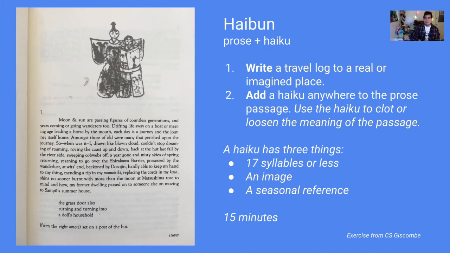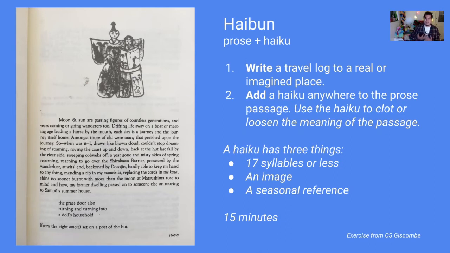Well, you need a haiku and a prose passage. The prose passage should describe the journey and movement and the thoughts. And then the haiku is a time in which you want that journey to either loosen in meaning or clot in meaning, to complicate or highlight. Loosen or clot, those are the metaphors that were given to me by C.S. Giscombe.